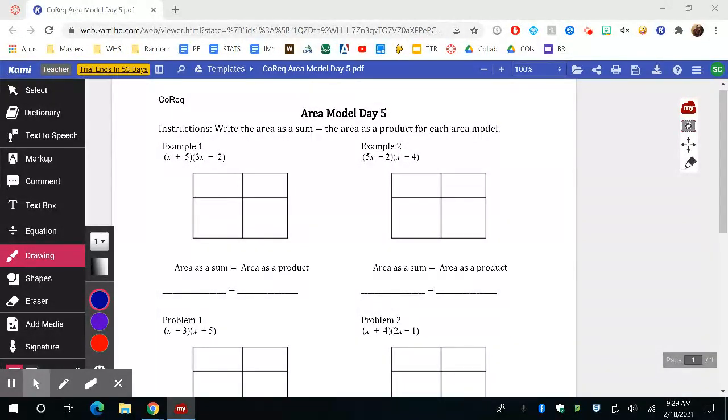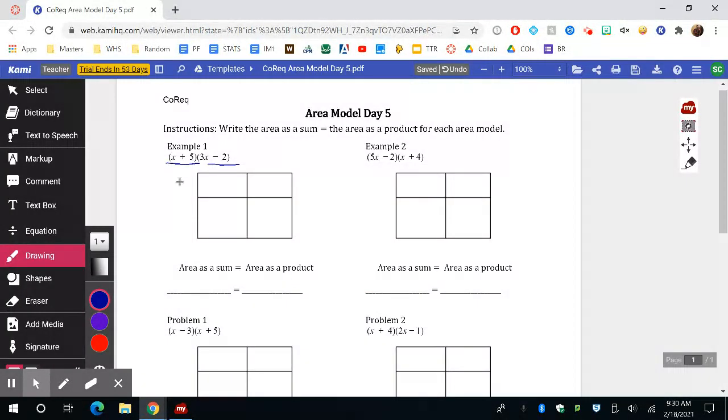Okay, we're gonna multiply those, and we're gonna write an expression that identifies the area as the sum and the area as a product. Okay, so let's go ahead and go over example number one. So the first thing that we're going to do is write what they're giving us here, which is the length and the width of the rectangle here.